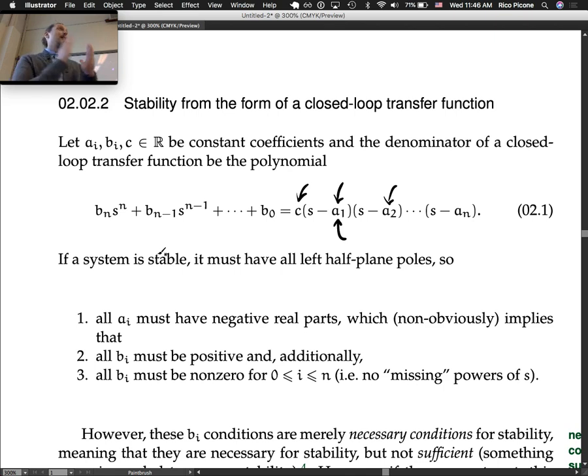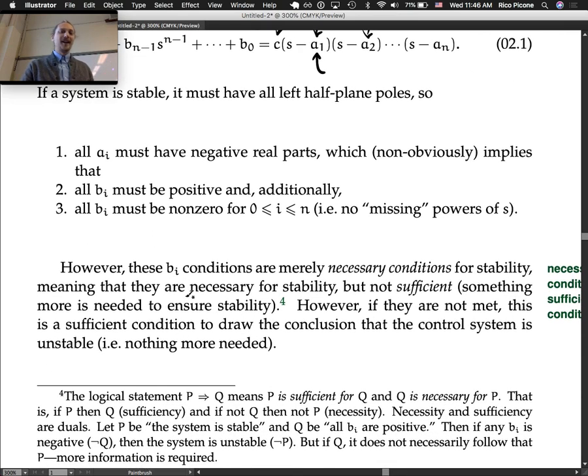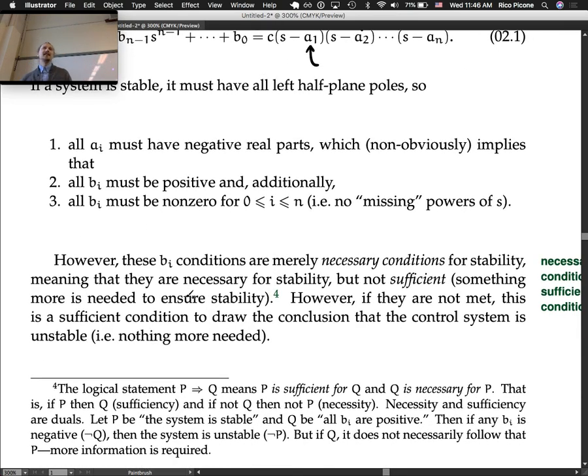So it doesn't go the other way. The system can still be unstable if you have all positive Bs. But if it's stable, it must have all positive Bs. Okay, so that subtlety with logic, we're going to go through that. It's going to be really fun. I know that you guys love you some logic, so we're going to go through it.